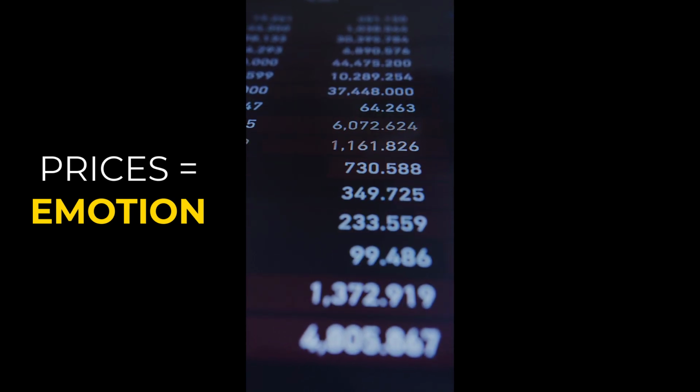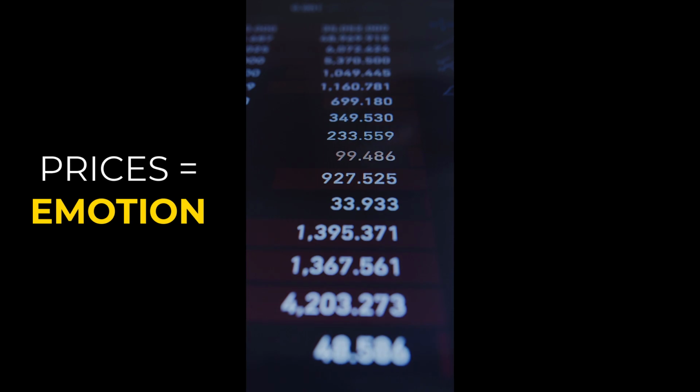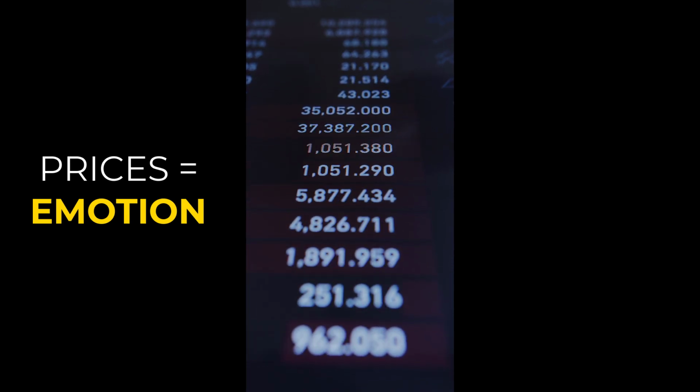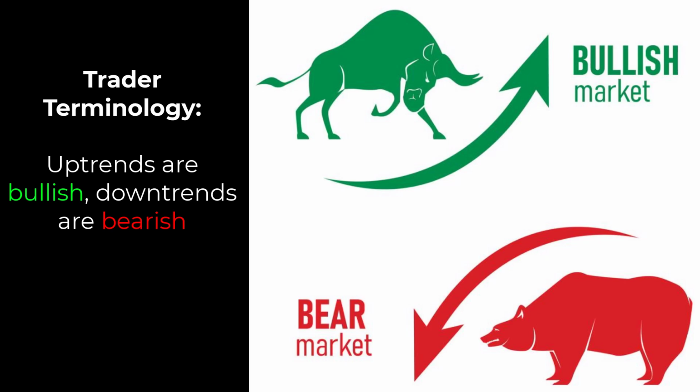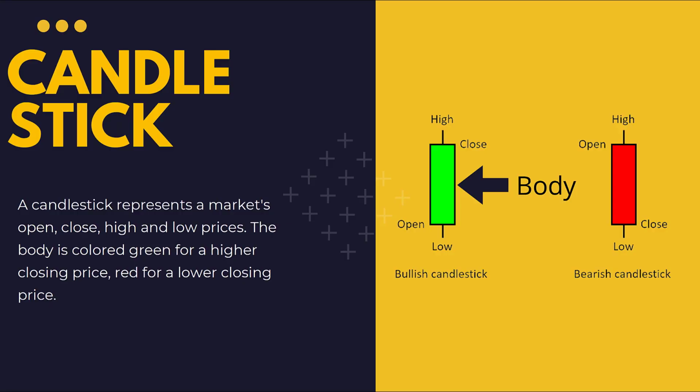Very large increases in price, for example, mean that investors are anticipating the value of the asset will go up. We call this bullish. And large decreases in price generally mean that investors have an unfavorable outlook on the asset's price, expecting it to go down. We call this bearish.